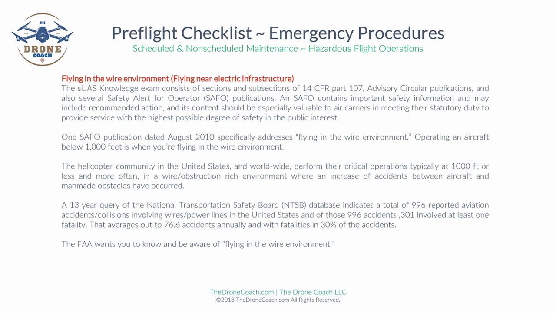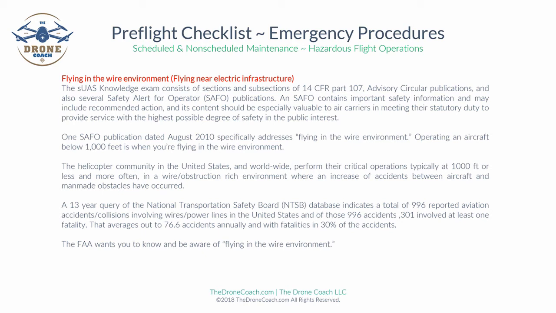The SAFO contains important safety information and may include recommended action, and its content should be especially valuable to air carriers in meeting their statutory duty to provide service with the highest possible degree of safety in the public interest. Now, one SAFO publication dated back in August 2010 specifically addresses flying in the wire environment. Now, operating an aircraft below 1,000 feet is when you're flying in the wire environment.